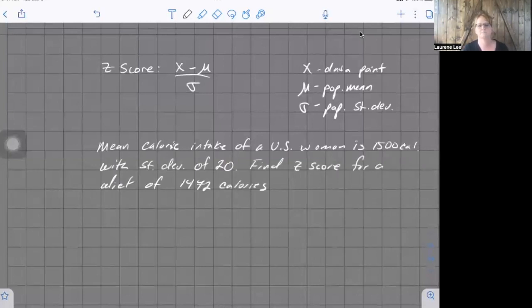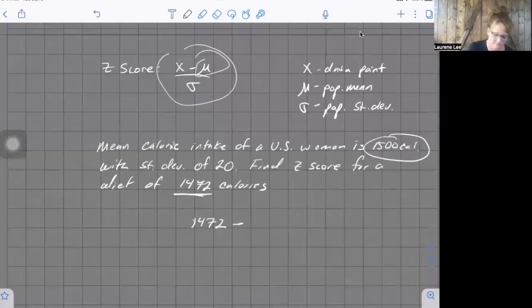Okay, all right, so let's do this. Here's our formula that we're going to use. The first is your data point that you're interested in, the data point that you want to find the z-score for. That's going to be 1472. Then you're going to subtract the population mean. That's 1,500 calories. And then you're going to divide by the standard deviation. The standard deviation is 20.